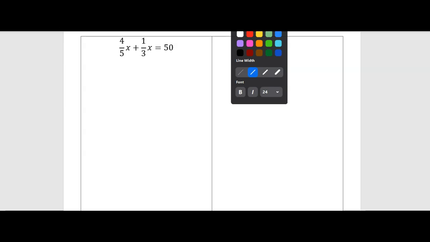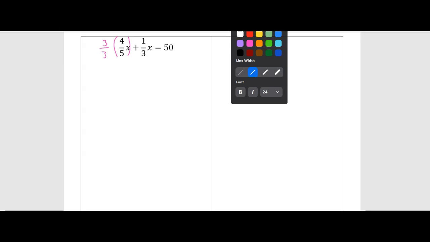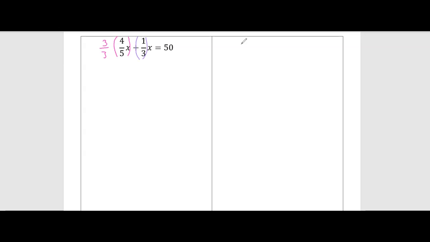So for the first problem, we are given an equation with two fractions, and we want to combine our two x terms so that we just have one x. The problem is we can't add fractions that don't have the same denominator. There are a couple different ways you can simplify the two fractions. The way I'm going to show you is to find a common denominator and add them together. I'm going to use a common denominator of 15, which means I'm going to multiply this fraction by 3 over 3, and this fraction by 5 over 5.